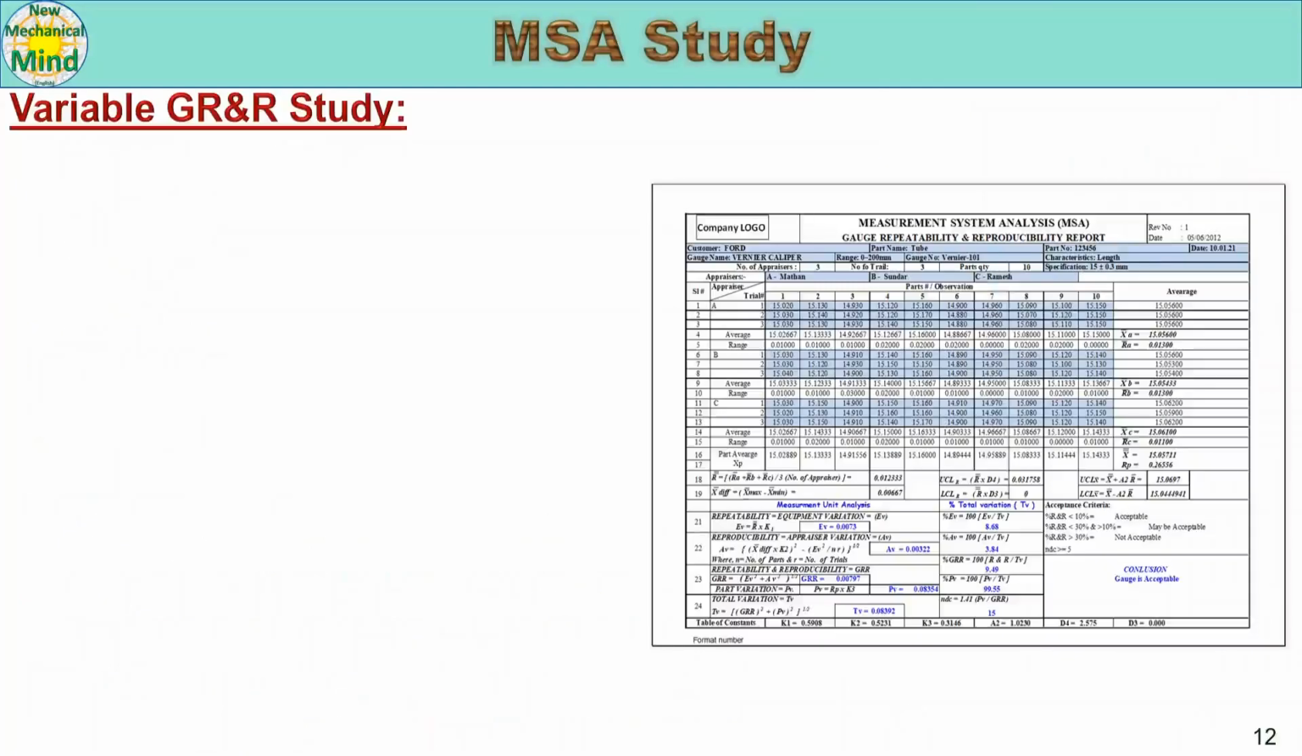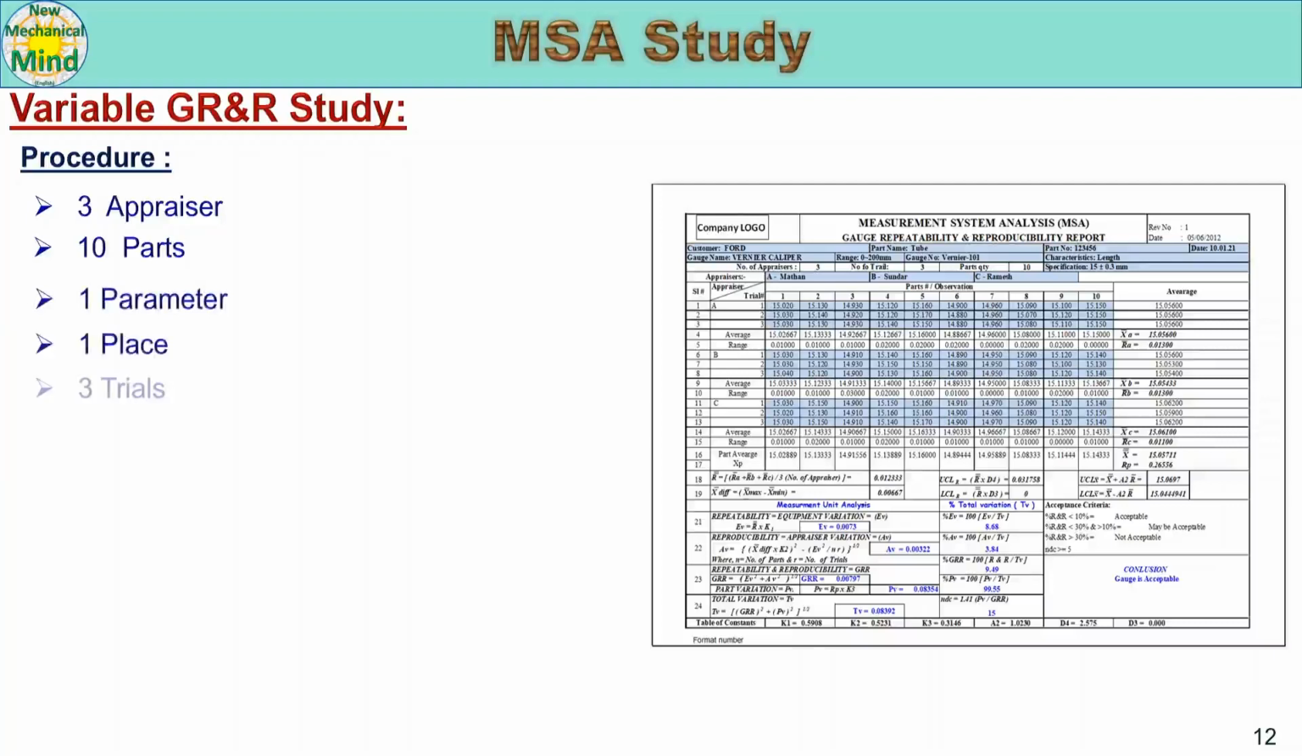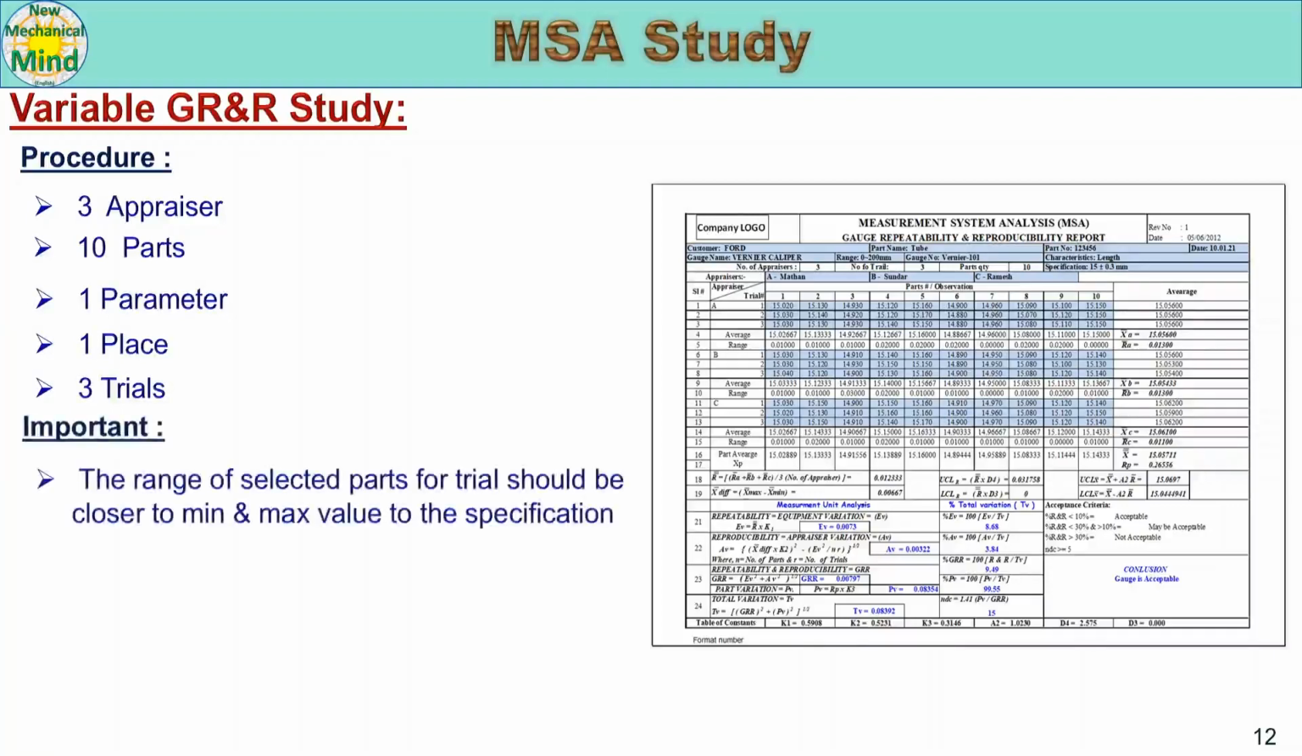Next, variable GR&R study. In this variable GR&R study, the procedure is 3 appraisers, 10 parts, 1 parameter, 1 place, 3 trials to be conducted. In this variable GR&R study, the important thing is the range of selected parts for the trial should be closer to the minimum and maximum values of the specification. That means among 10 parts, 1 part should be closer to the minimum specification, and 1 part should be closer to the maximum value of the specification. This is required to conduct the variable GR&R study accurately.